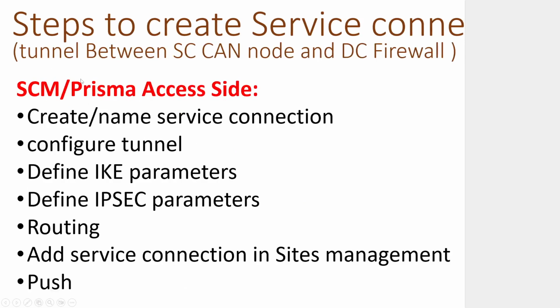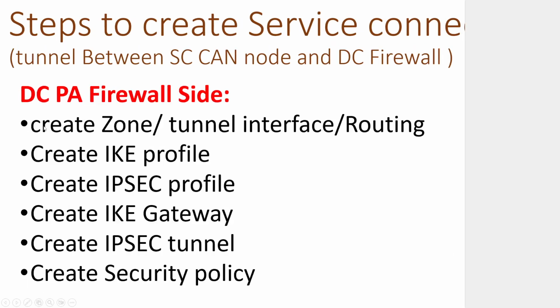So these are the steps. First we will follow at the Strata Cloud Manager, which is the Prisma Access side. So we will create a service connection, then we will configure the tunnel, then we define the IKE parameters, then the IPsec parameters, then we will configure routing. Then this is the final step: we will add the service connection into the site management, then we will push. After that we will configure these things at the Palo Alto firewall, which will be at our data center.